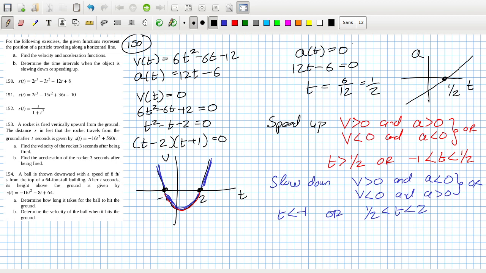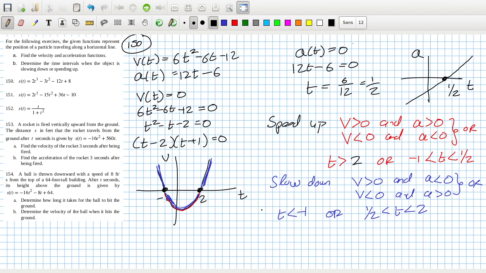So let's just double check it. Velocity positive and acceleration positive. So that has to be more than 2. Aha. And I said more than a half, didn't I? 2 is bigger than a half, so it has to be more than 2. Or velocity is negative, which is between minus 1 and 2, and acceleration is negative, which is less than a half. So yeah, okay, that looks better.